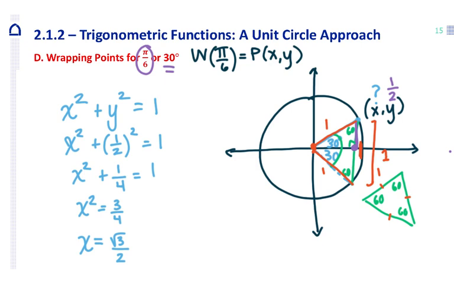The reason we're not going to take the minus value is because this point here, 30 degrees, is in quadrant 1, and both the x and the y are positive in quadrant 1. So all that to say, the wrapping function for an angle pi over 6 or 30 degrees would give you the point square root of 3 over 2 in the x and 1/2 in the y.